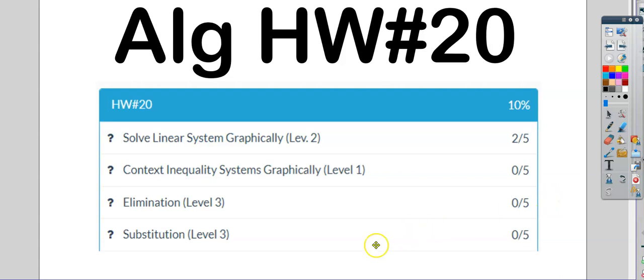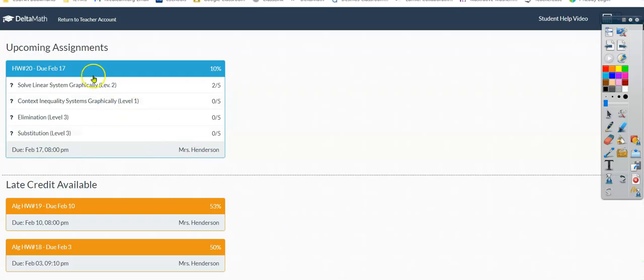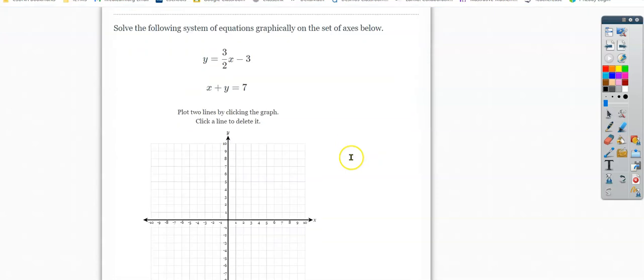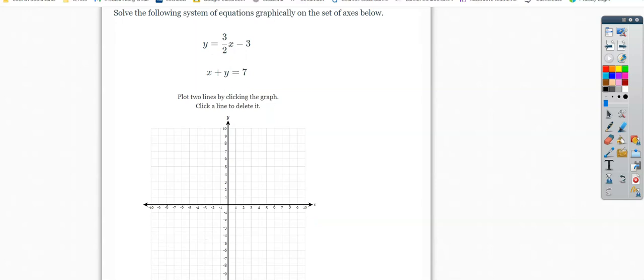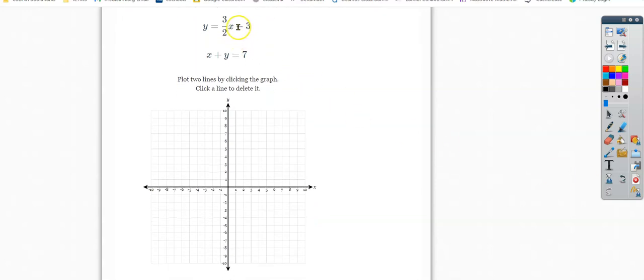Let's take a look at the questions on homework number 20. So for this first task, when you graph your systems onto this coordinate plane, they both need to be in slope-intercept form, which the first one is. When you're in slope-intercept form, the constant at the end is your y-intercept. So you can plot your first point right there at -3.